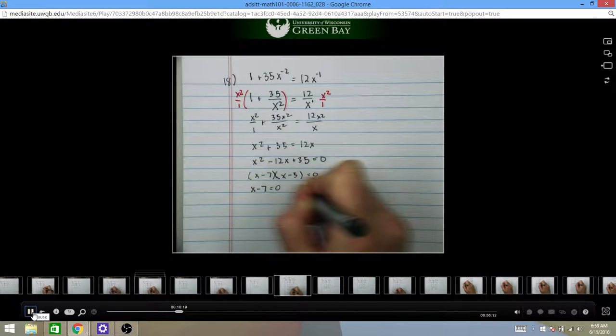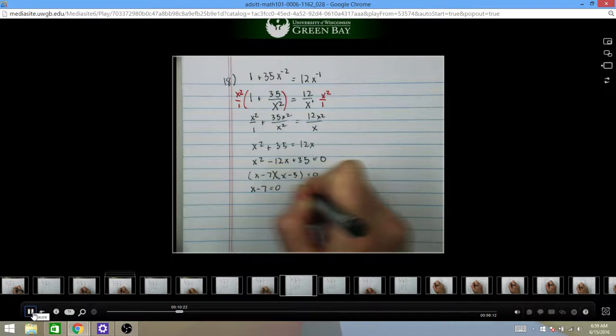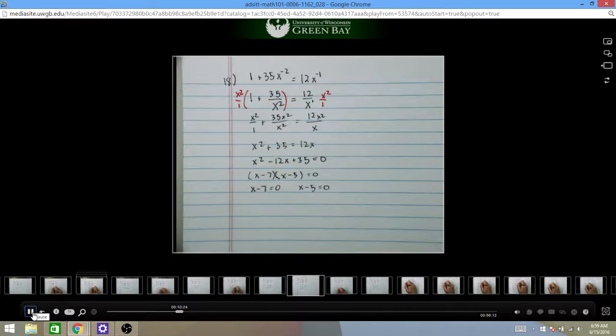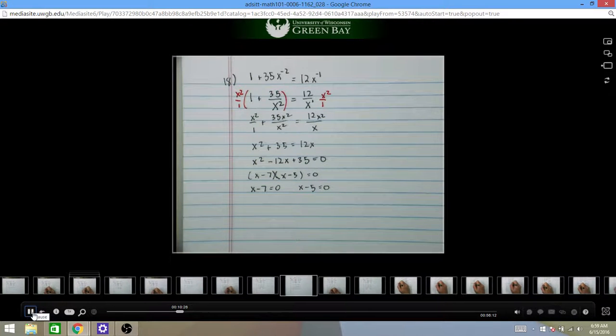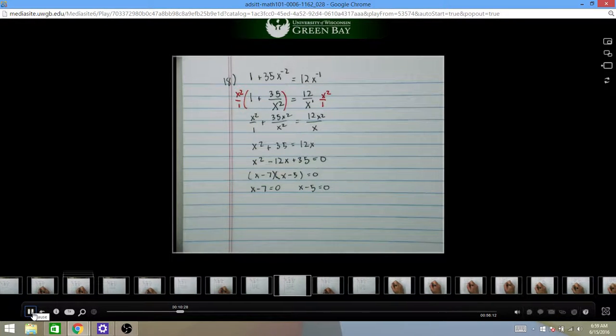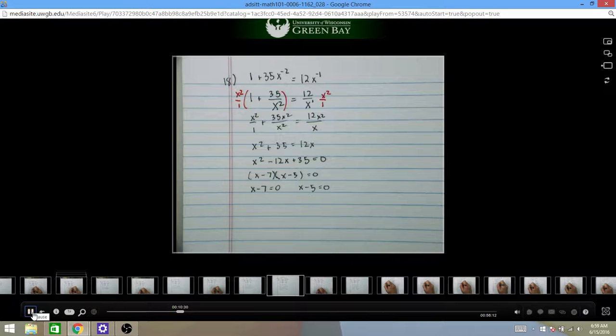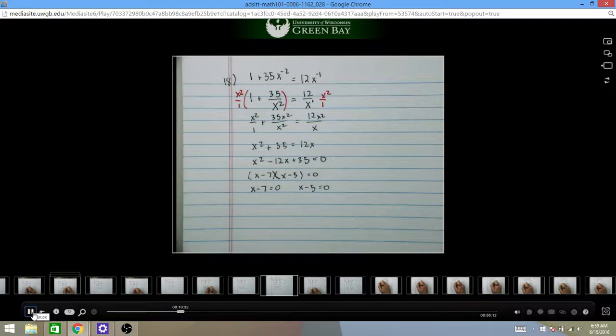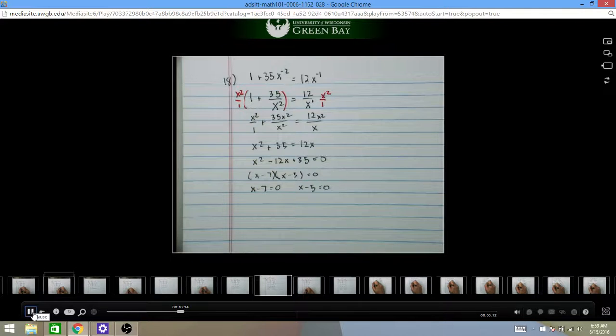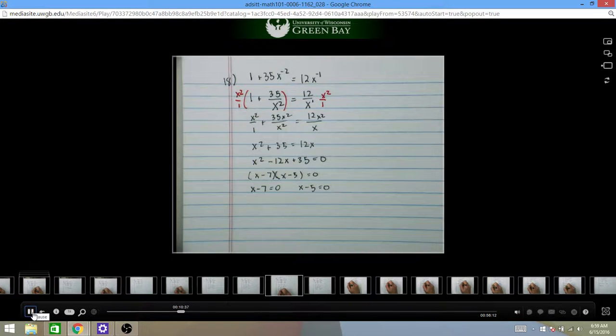So the reason we factor like that is because now you have two quantities multiplying to equal 0. So these two quantities each stand for a number, and each of those numbers could be 0, because then when you have 0 times something, you get 0. So if x is 7, then the equation is true, or if x is 5, the equation is true.